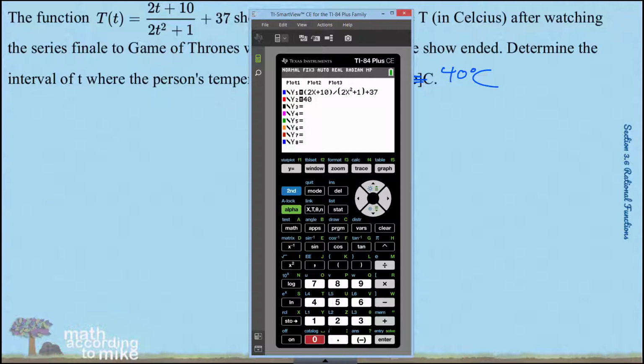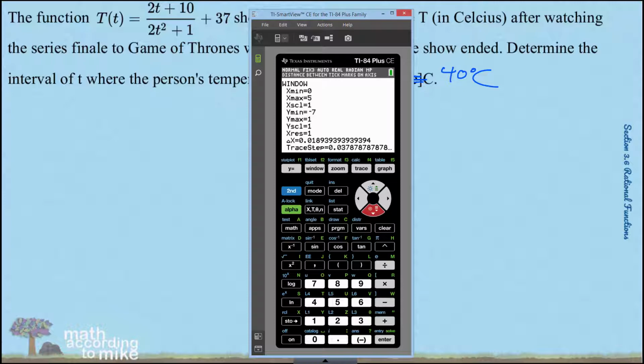Now this next part is getting the window going. The window is trial and error. We don't know when this function and the 40 are going to intersect, so you might have to play around with it, but you can use some logic to make your life a little bit easier. Since t is time, you can't have negative time, so we'll start at 0. And I already know what the answer is because I've done this before. We're going to keep the max at 5, so after 5 hours is what we're guessing.